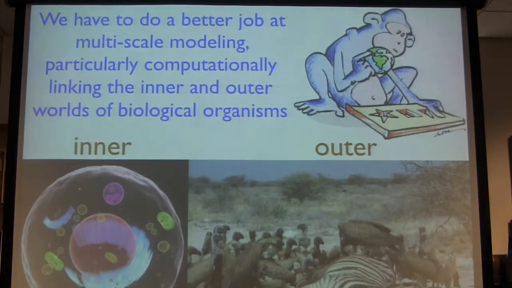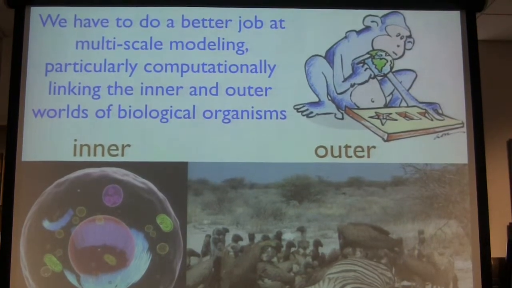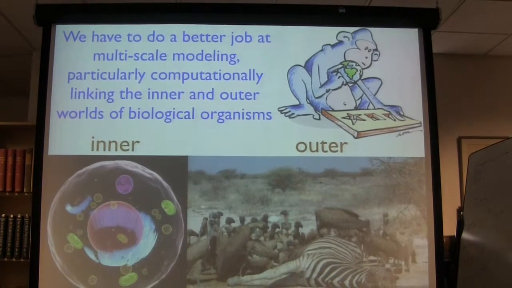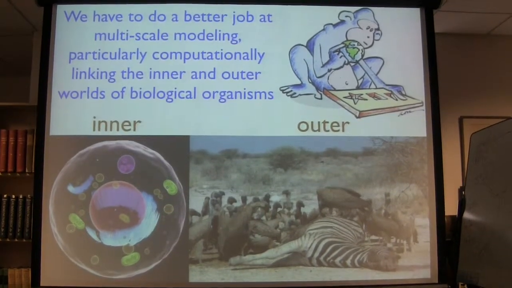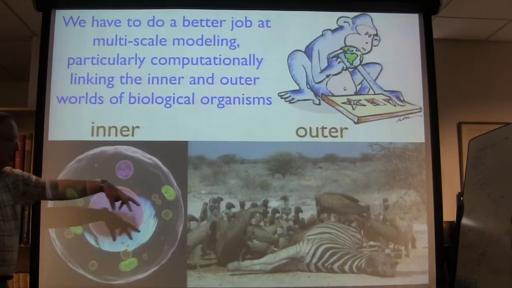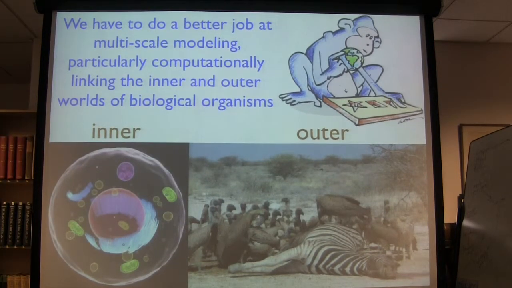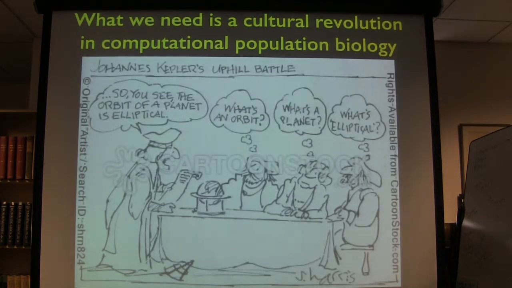So what I've been on about is that I'm very interested in multi-scale modeling, and particularly what I call linking the inner and outer world of organisms. And so I'll go into that in a little more detail in my talk without dwelling on it too much at this point in time. And what we really need at this stage is a cultural revolution in what I call computational population biology. And I'll explain a little what I mean by that, but this is where we are.